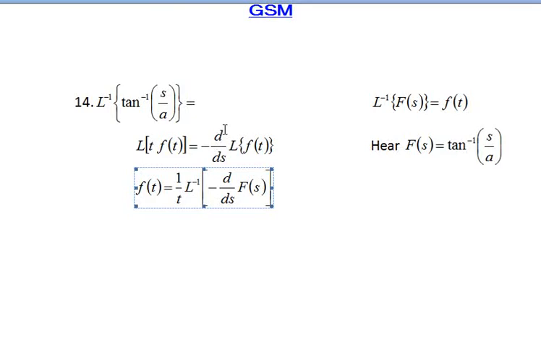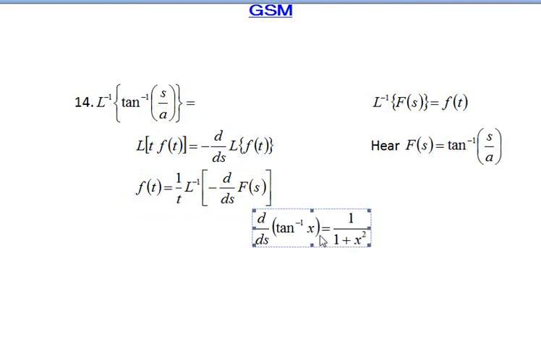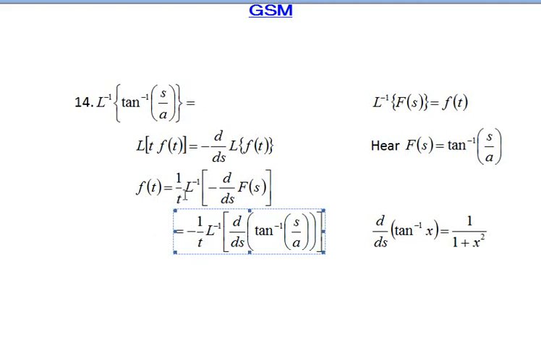How? See, in the L of t f of t, you first take L inverse on both sides. Here L inverse and L will be cancelled. The remaining t f of t will be here. Here L inverse of d by ds of L of f of t will come. Then bring t to the right hand side.